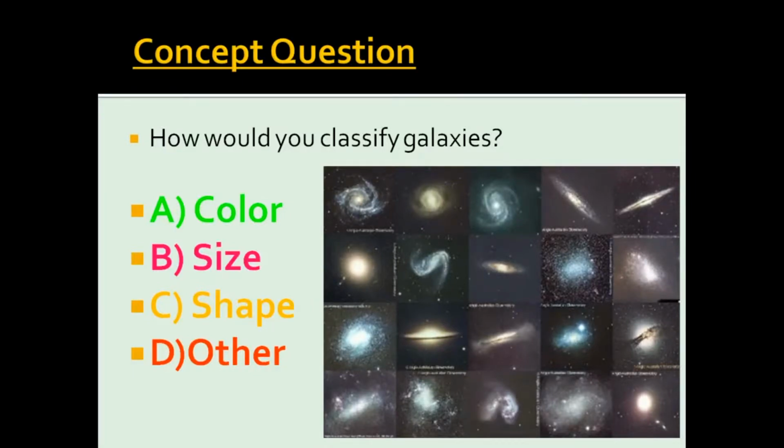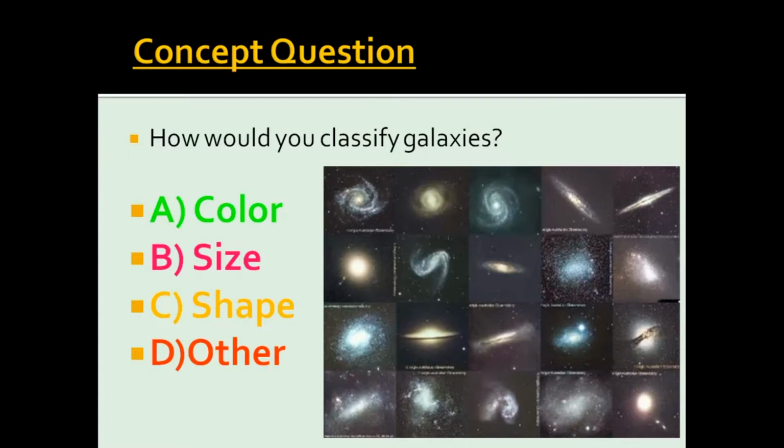Okay, so let's think for a second. So you're able to look at different types of galaxies in the night sky. How would you classify galaxies? So I want you to take a moment and think about this, just like we would do if we were in class. So here's some images of different types of galaxies. Okay, how would you classify them?